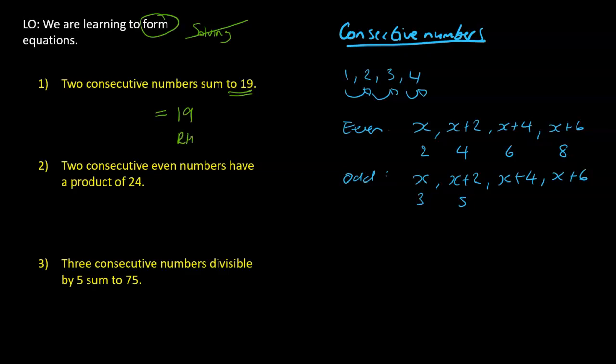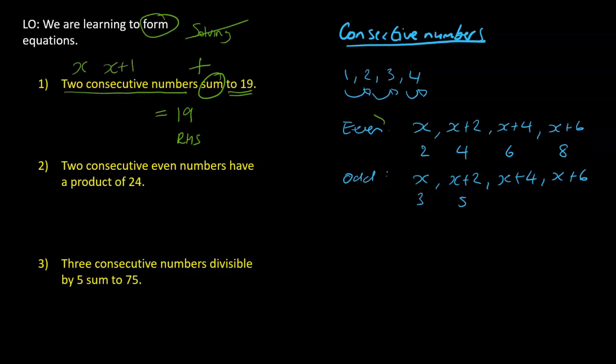So that would be the right-hand side of our equation. We know that they sum to 19, which means there's going to be addition. And we know that there's 2 consecutive numbers. If the first number is x, the second number is x plus 1.